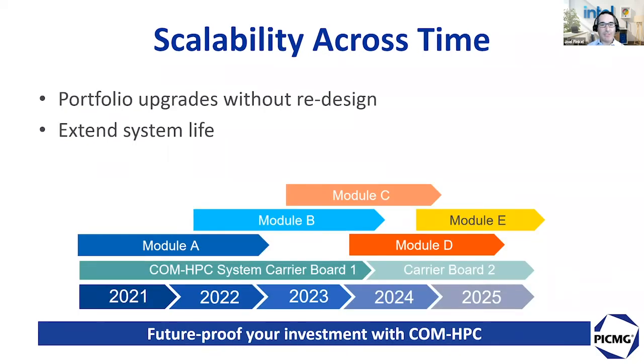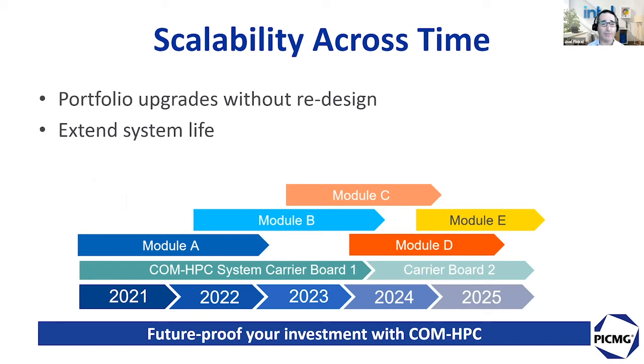Scalability in COM-HPC is not just limited to scaling up and down to meet the various power, performance, and price options for a product line. It also allows scaling forward to the latest compute products. In the graphic in the middle of the slide, there's a main system carrier board that is deployed for a few years, as you can see, from 2021 through 2023.